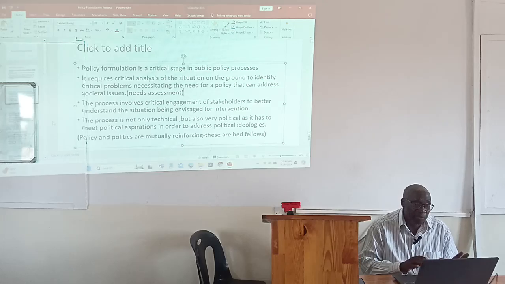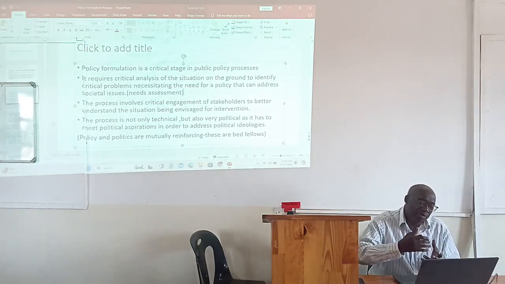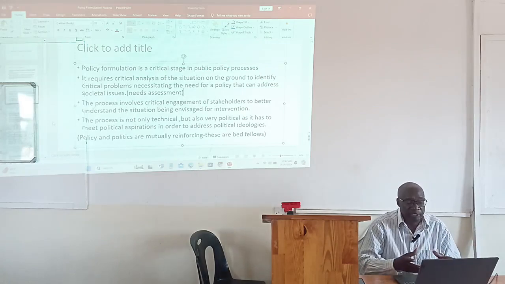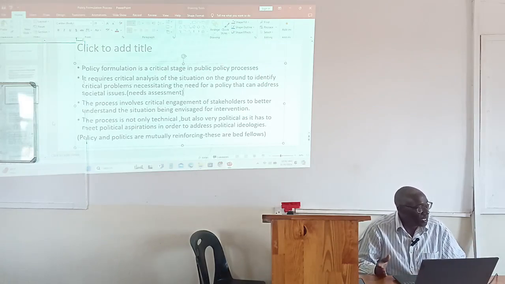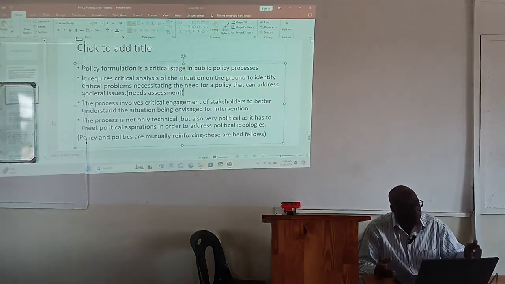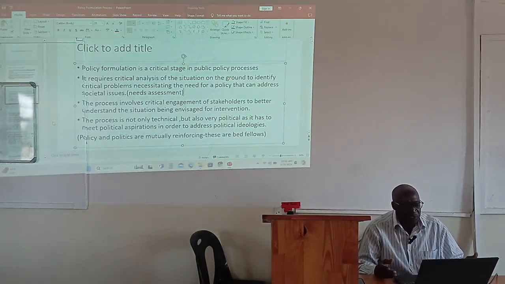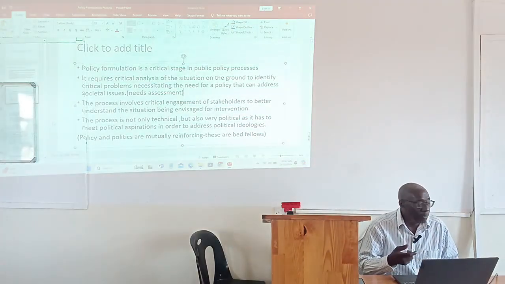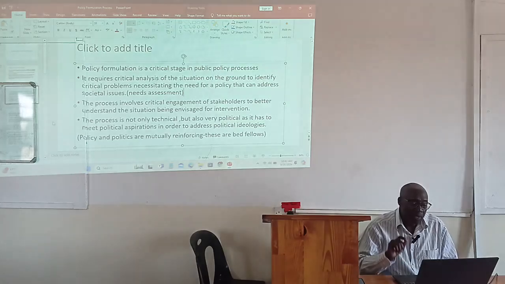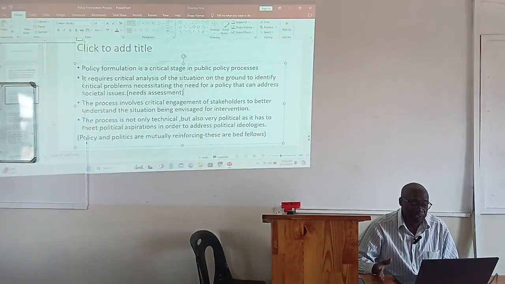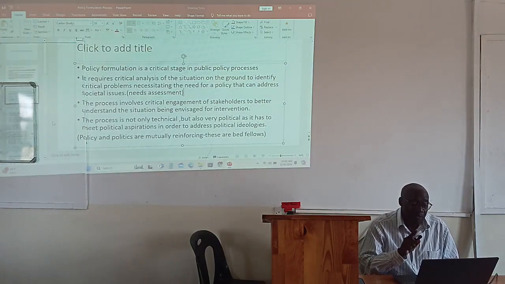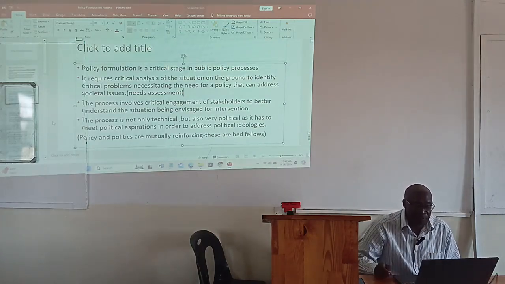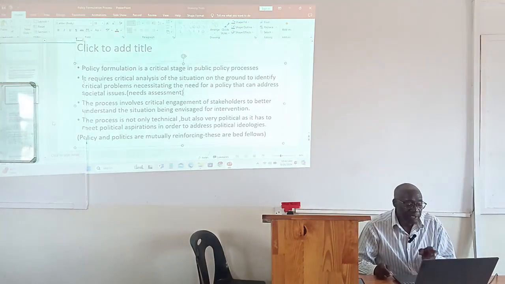So policies are not supposed to be as technical as they are. Yes, we need technical inputs, right? But we need that type of engagement where you get views from stakeholders, as I mentioned earlier, where they can tell you what can work, what cannot work, what can benefit them or what can affect them. And all these things are important in policy formulation so that you are able to move on to achieve your desired results.